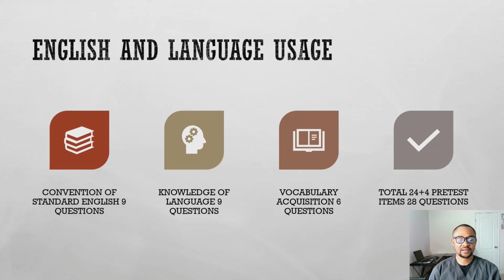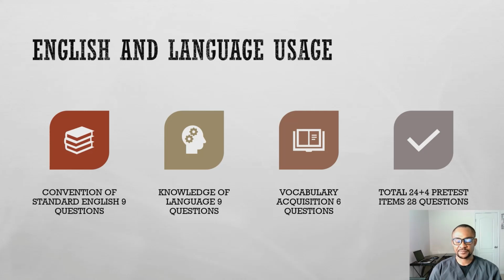So the last one is the English and language usage. In that section you'll be tested on the conventions of standard English. They will give you 9 questions there. Under the knowledge of language, you will be given 9 questions also. For the vocabulary acquisition, you will be given 6 questions. Particularly for these vocabulary acquisition questions, you'll be tested on synonyms and antonyms.